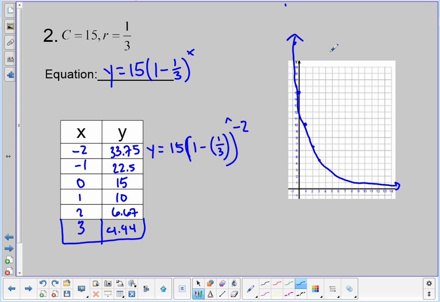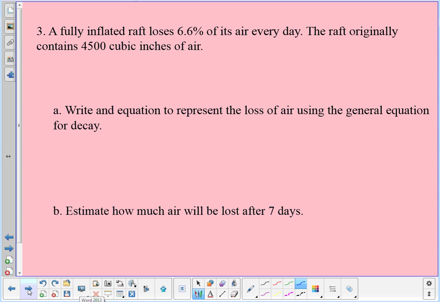And then it's going to go way up high in the sky there, way off our coordinate plane. So, all right, there's some graphing of exponential decay equations. Now let's do some writing of exponential decay equations.